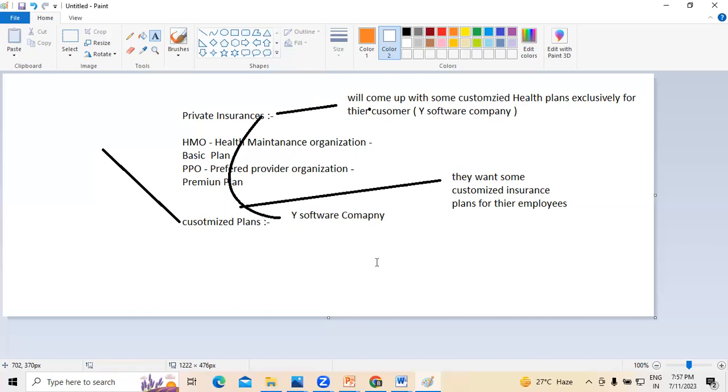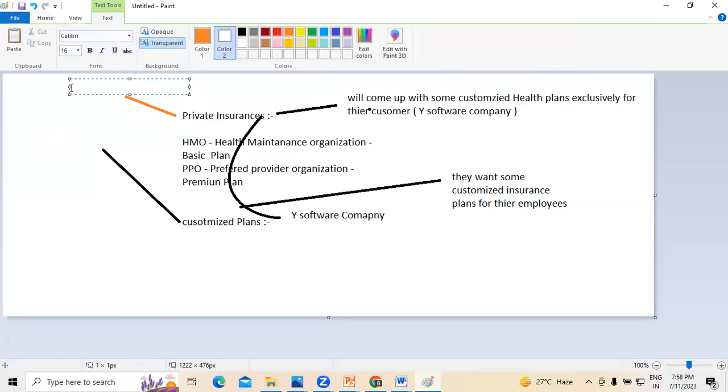So how about private insurance? What do private insurance companies do? Whichever individual people come for insurance, whatever existing plans they have, those plans will be given to those people. Understand, right? Because this private insurance company will have different health insurance plans. Right or not? They have different health insurance plans.